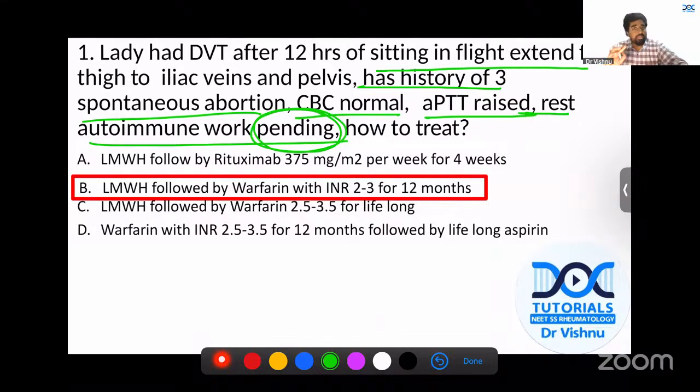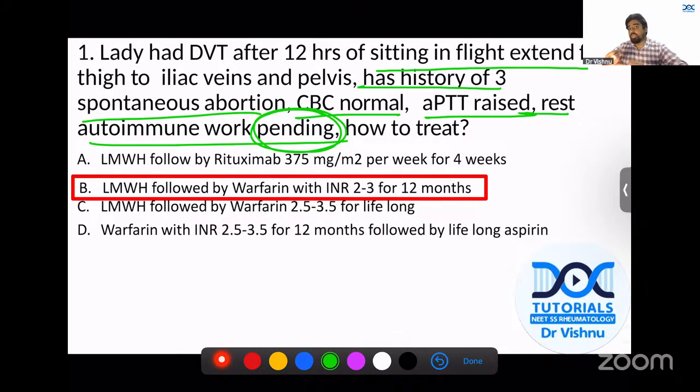So this is a little bit tricky because here there has been no mention of your lab criteria, so you are not sure if this is an APS. So think about this from a general medicine point of view. If you're thinking about this from a rheumatological point of view, then you will go for lifelong warfarin. But here there's no mention of any lab tests specifically. There's no mention of any serological tests nor any mention of LAC.